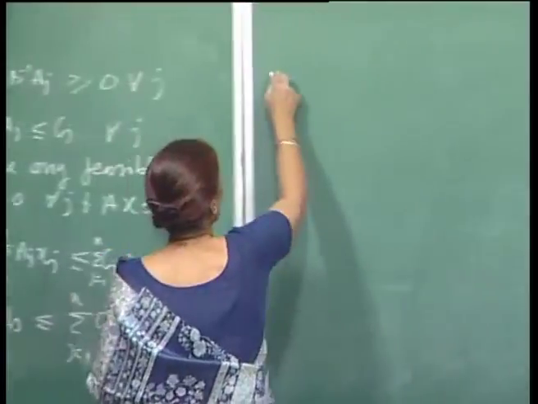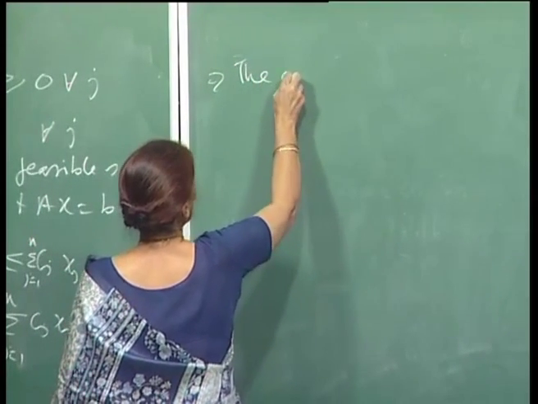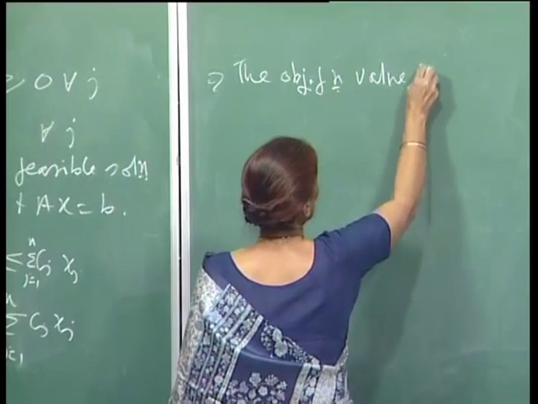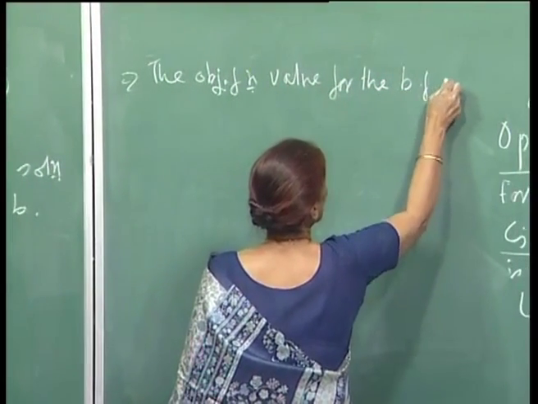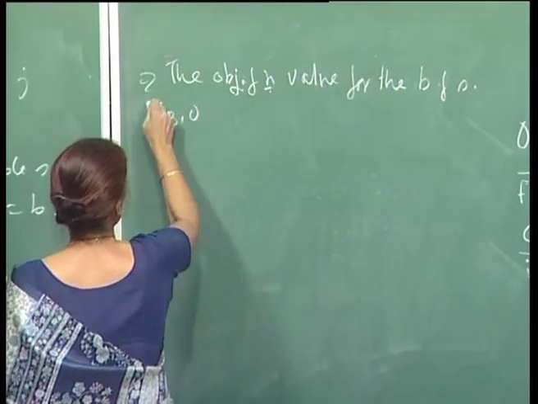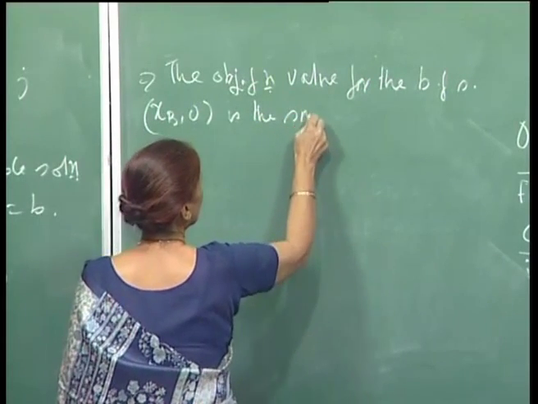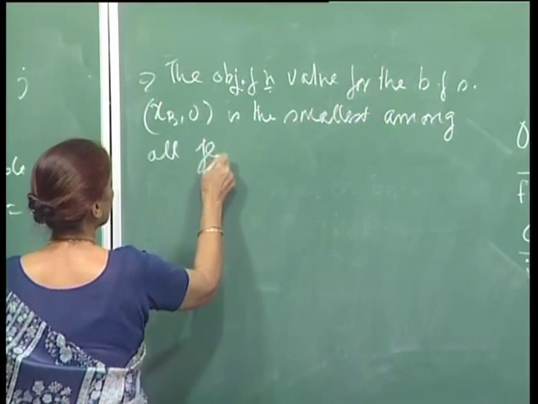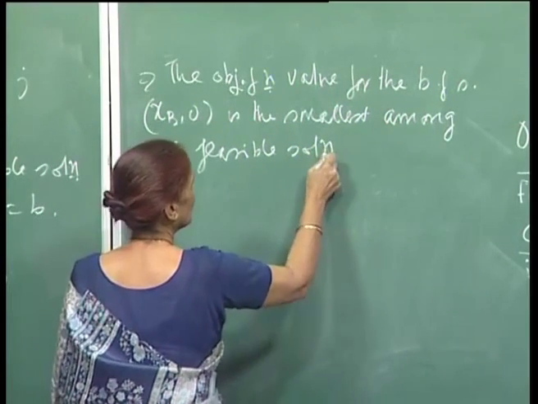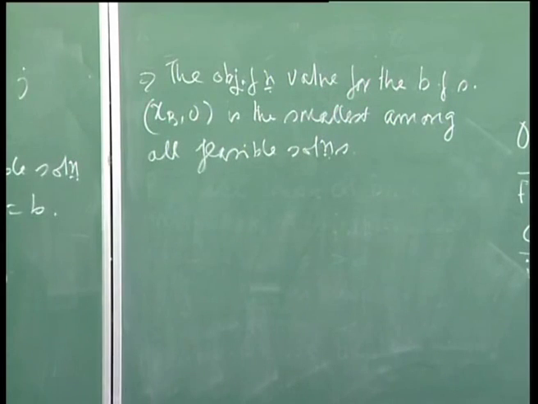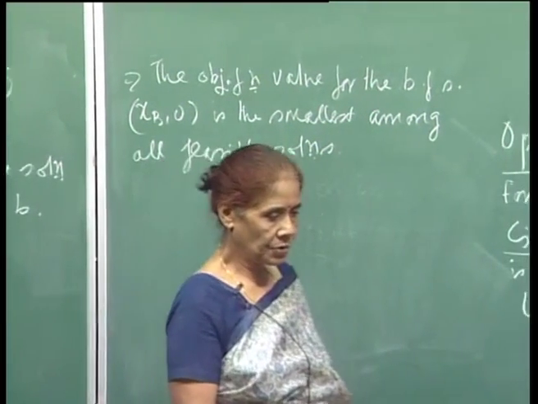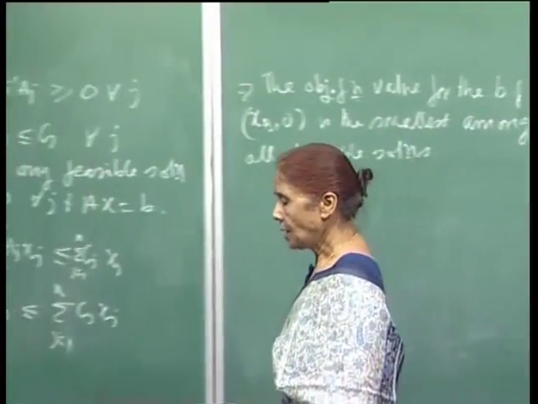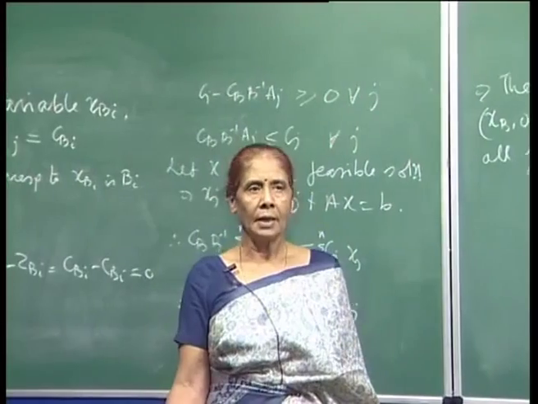So therefore this implies that the objective function value for the basic feasible solution xb0 is the smallest among all feasible solutions, right, and therefore this is a valid optimality criteria. That is, if a basic feasible solution satisfies this condition for all j, then we can stop the algorithm there, and we will say that the current basic feasible solution is an optimal one. Okay.